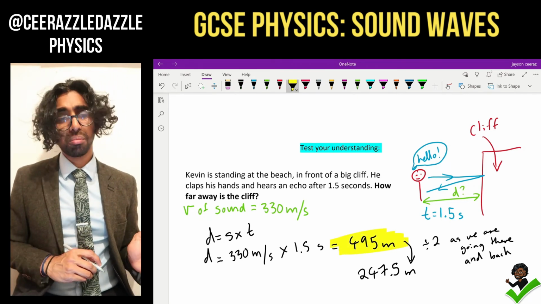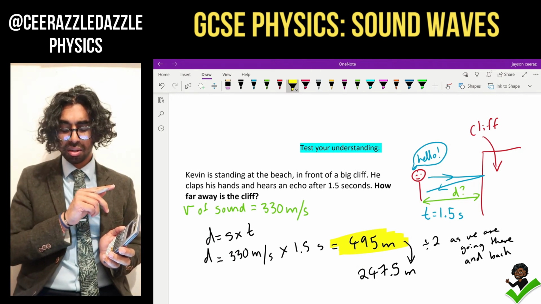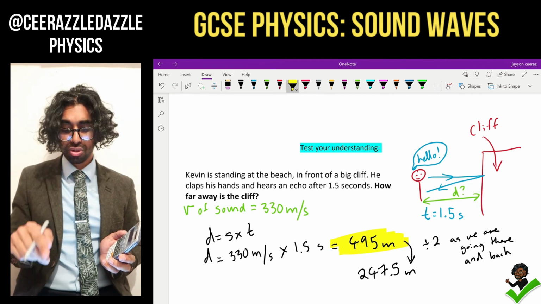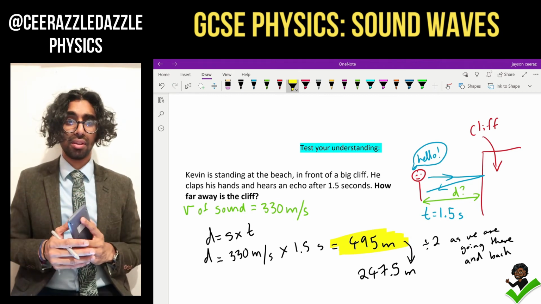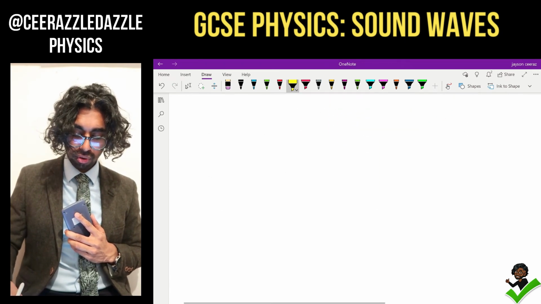Yeah? Make sure we understand that, yes? So I worked out the total distance going there and back again, and I have to divide that by 2 because I just want the distance to the cliff. Easy stuff. Next of all, let's scroll down for the actual summary.